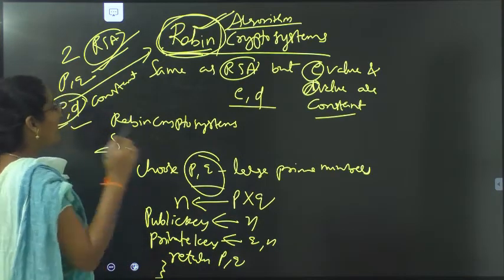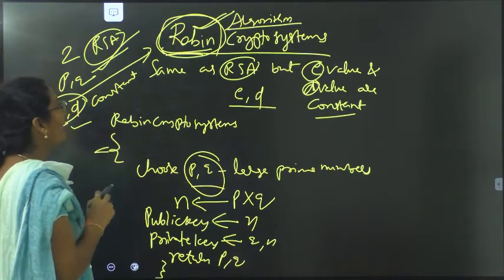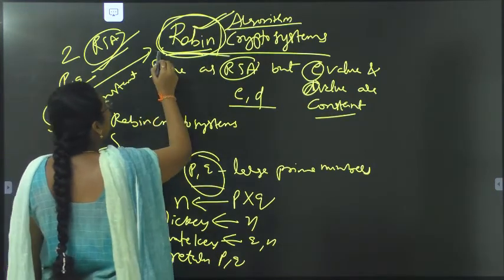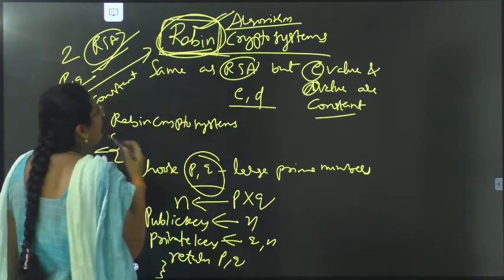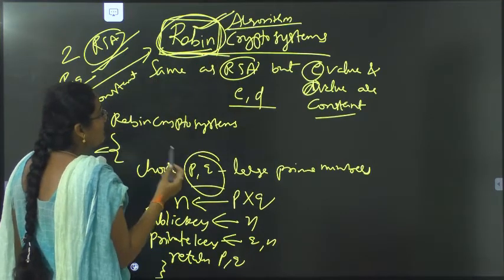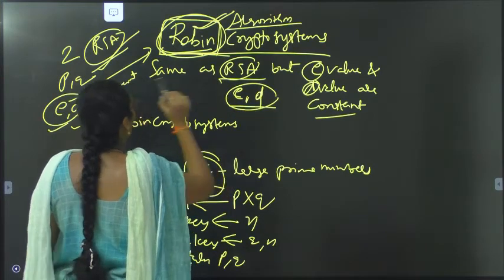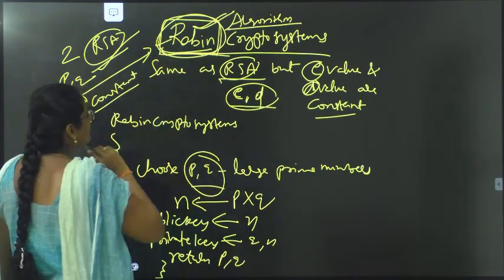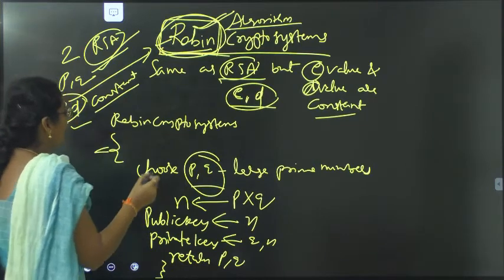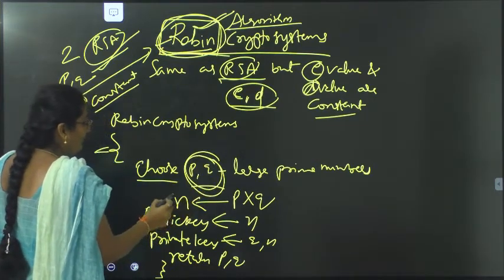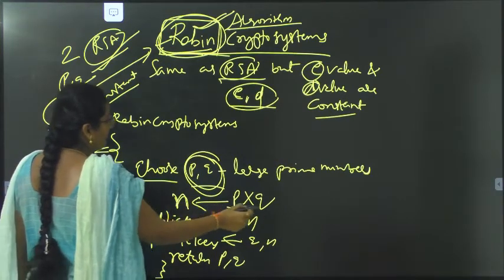See, RSA is also an algorithm, Rabin crypto systems is also an algorithm. This Rabin crypto systems was invented by the scientist Rabin. So what is the difference between these two algorithms? In RSA we have the value of E and D that we made constant in Rabin crypto systems. Now what we have to do? We have to choose two large prime numbers P and Q, and we have to find the n value, nothing but product of P and Q.